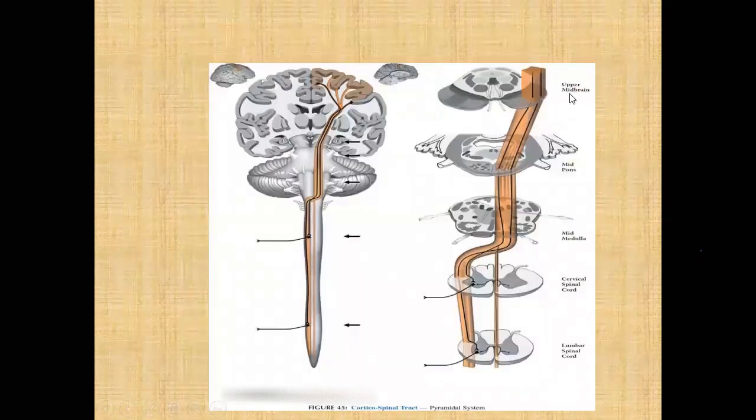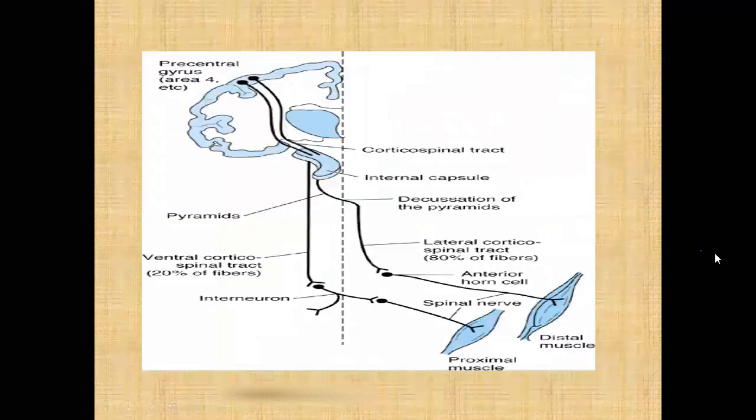Here we can see how the fibers attain the shape of a band of fibers, and how here in the mid pons they descend. Then after the mid medulla they cross over. Mostly 90% of the fibers are crossing over to the opposite side lateral column, whereas only 10% are coming down as anterior column on the same side. So this can be clearly evident from so many diagrams.